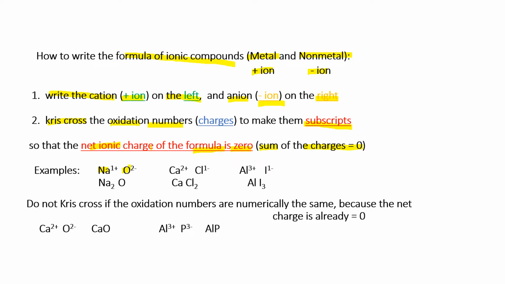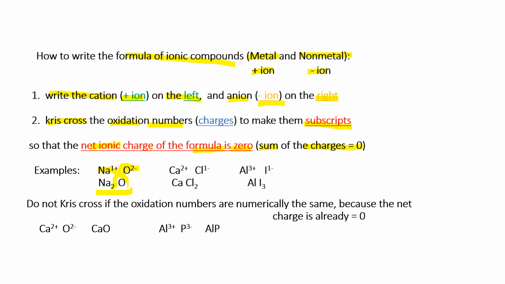So these two oxidation numbers will become the subscript of Na, and this one will become the subscript of oxygen. Doing the crisscross, the formula is Na2O. Check whether the net ionic charge is 0. This subscript 2 multiplied by 1 positive is 2 positive, and this 2 negative multiplied by 1 subscript is equal to 2 negative. So this is equal to 0.